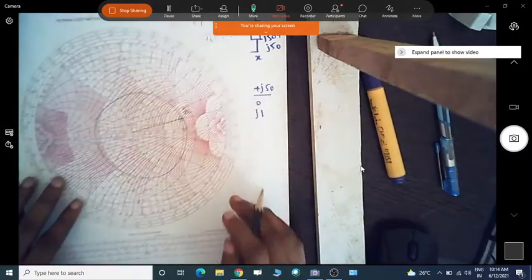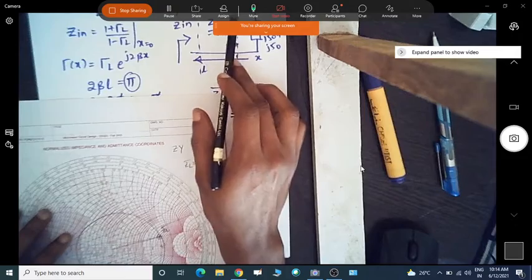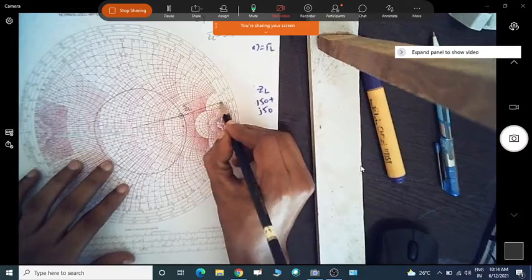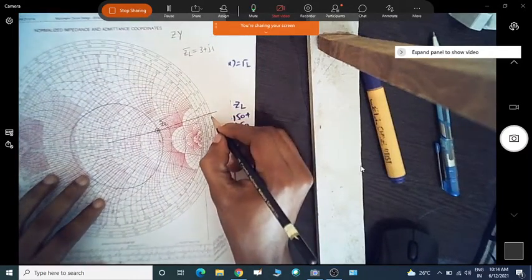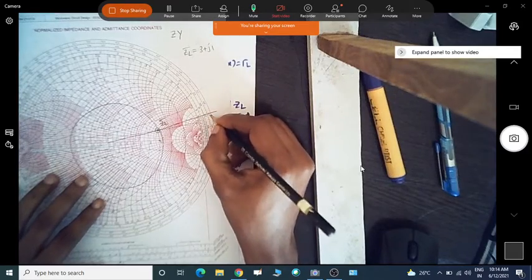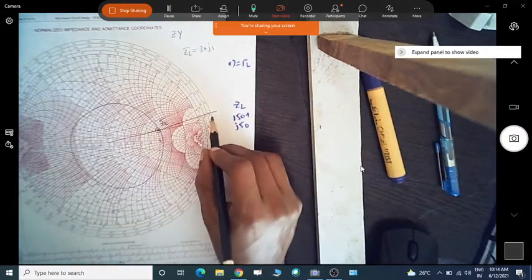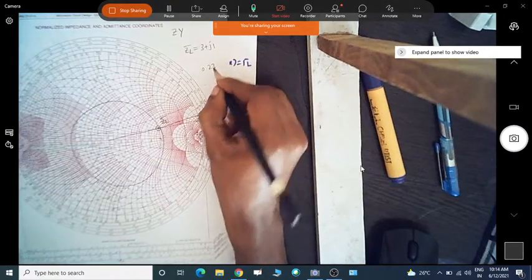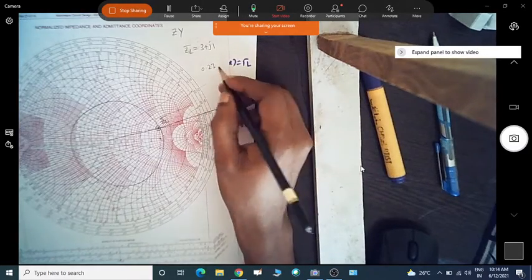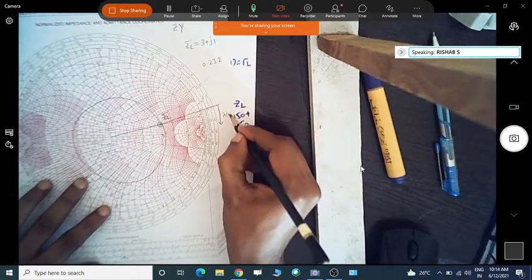Now if you want to find the input admittance, first take the length of lambda by 4 from the load point. This is your load point, let us assume. Put a straight line, and see the value on the outermost circle. It may be approximately 0.23. Anybody got 0.23 or 0.232? Yes, 0.232.